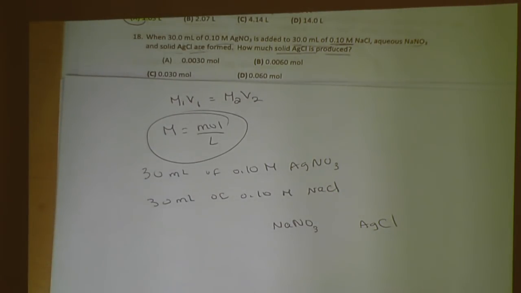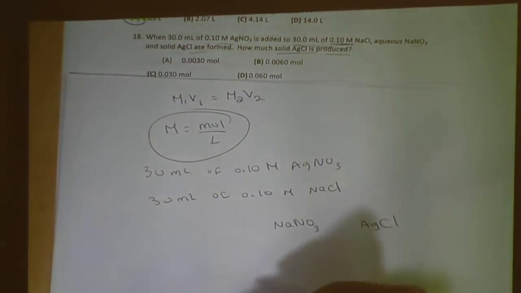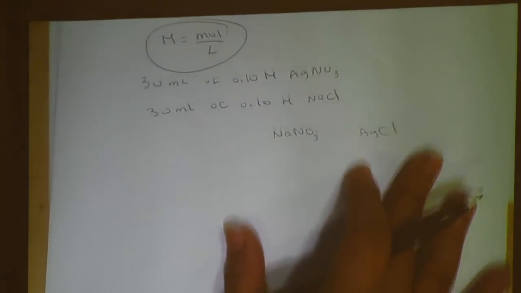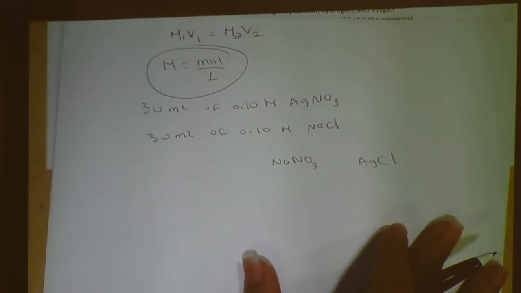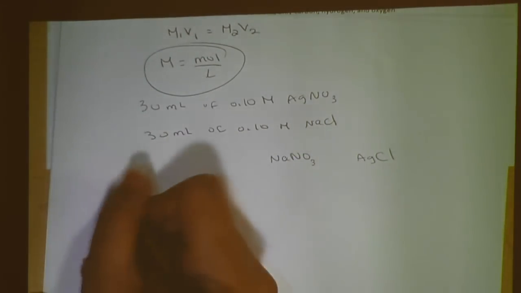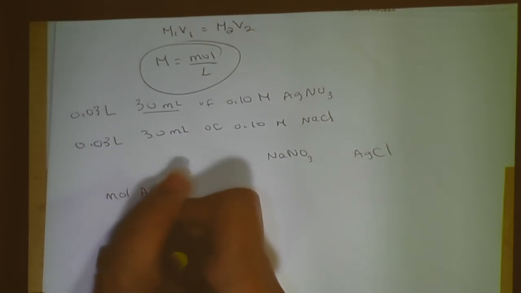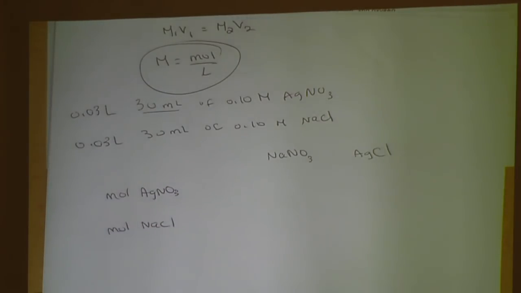So they give you molarity, they give you milliliters. You just have to convert milliliters to liters and then solve for moles by multiplying the M and the L. With this one, you have 30 milliliters, which divided by 1,000 is 0.03 liters. So the moles of AgNO3 and the moles of NaCl is what you're trying to find first, because the equation is something that looks like this.